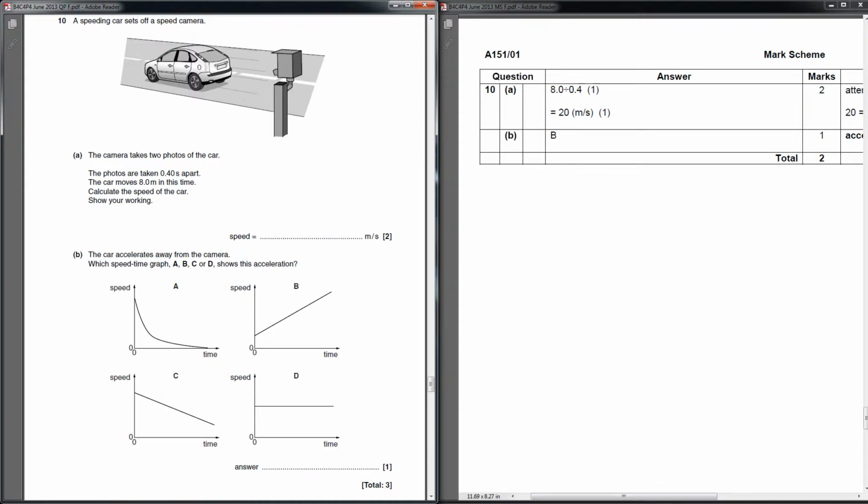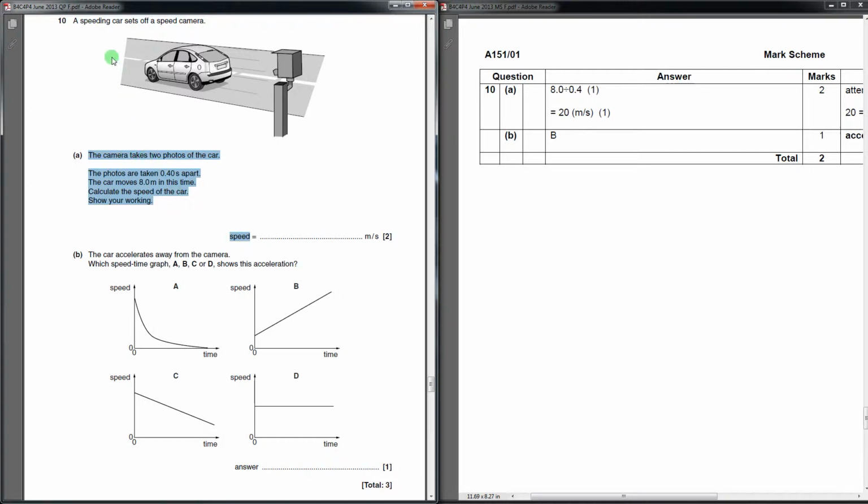Question 10's about speed calculations and speed time graphs. So for this first part, which is 2 marks, this is the sort of calculation where they really have given you all the information you need and you just have to be careful to get it right.